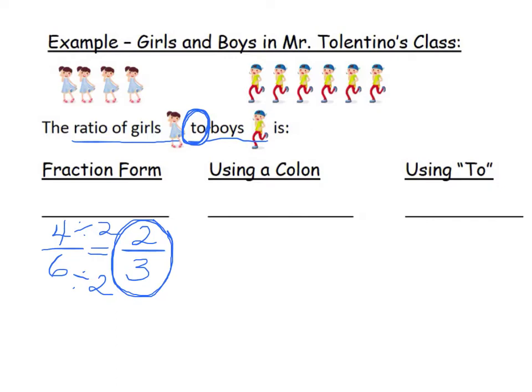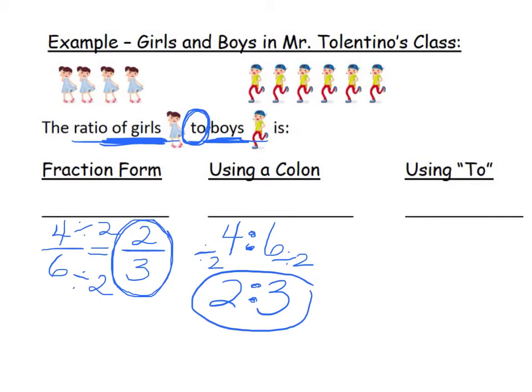Now we need to write the ratio using a colon. A colon is the 2 dots that you've seen before that separates the first part of the ratio from the second part of the ratio. So writing a ratio using a colon looks like this. We're also going to need to reduce this one, and we do it the same exact way. You're going to divide that first number by 2, second number by 2, which is going to give us 2 to 3.